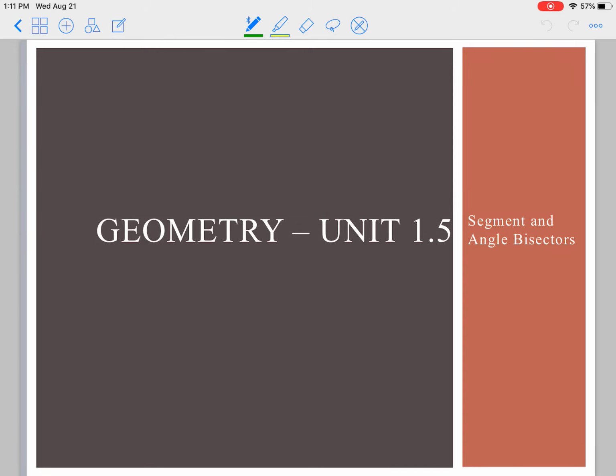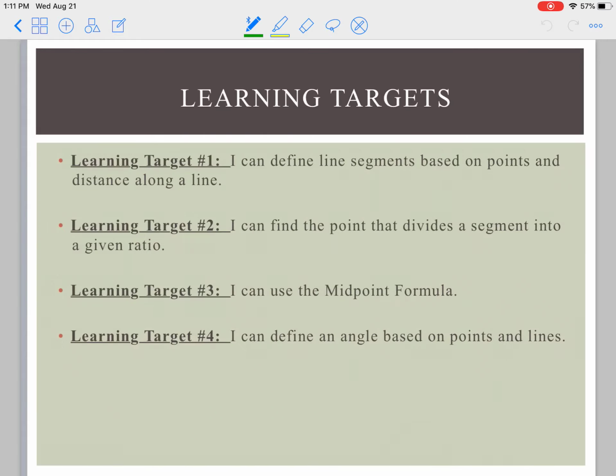Welcome, geometry students, to Unit 1.5, Segment and Angle Bisectors. You're hearing the voice of Mr. May. I will be walking you through this particular lesson. As always, please make sure that you have your guided notes readily available. We will be completing those. And without further ado, let's begin.